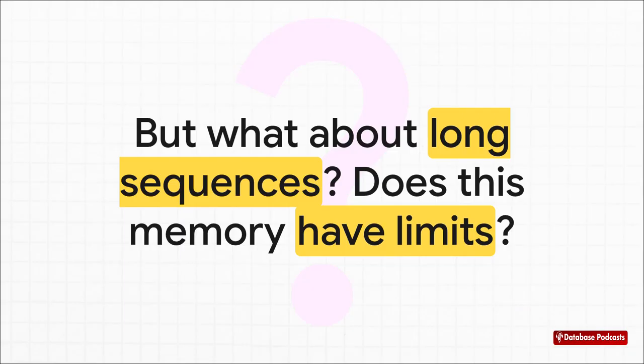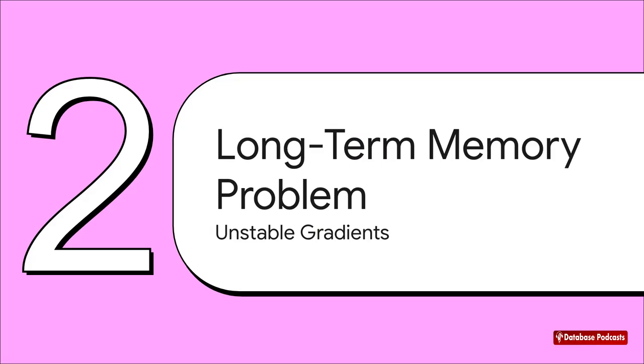Now, this sounds great for short sentences, for sure, but what happens when you throw a whole book at it? A massive paragraph. Does this memory have its limits? Oh, you bet it does. This is where things start to get really tricky. Yeah, see, as those sequences get longer and longer, RNNs run into these two huge but kind of opposite problems with how they learn. It all has to do with something called gradients.